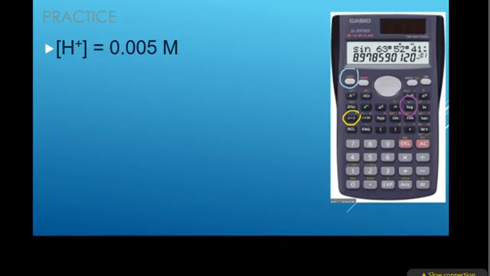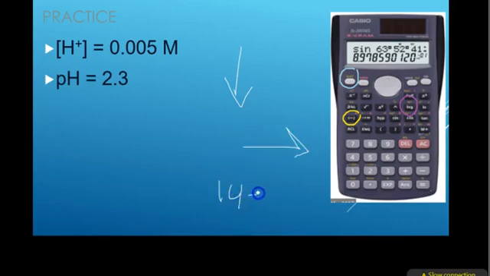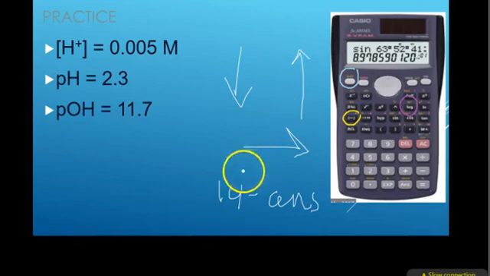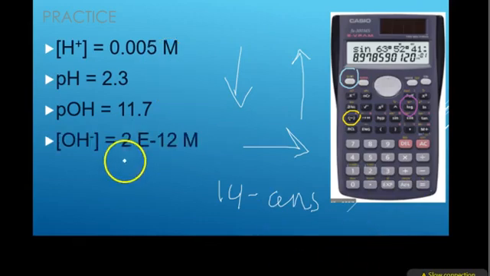So when I started out with 0.005, then remember I was going down. So I took the negative log of 0.005 equal sign. That's where I got 2.3. To go across the bottom, I did 14 minus my answer. And when I did 14 minus my answer, I got 11.7. And to go up, I'm going to take the shift log of my negative answer button. And I end up with 2 times 10 to the negative 12.